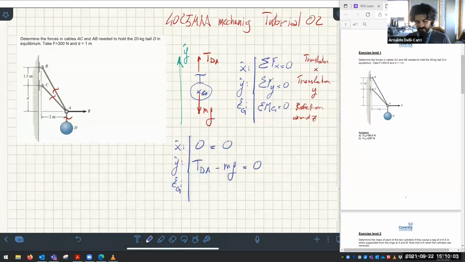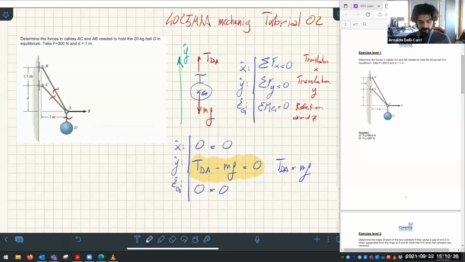Yes, there is no moment, because both of these forces are passing through G. See, TDA and mg are passing through G. That means this equation is 0 equals 0. So the only equation that we care about is this one, and it just tells us that TDA equals mg.